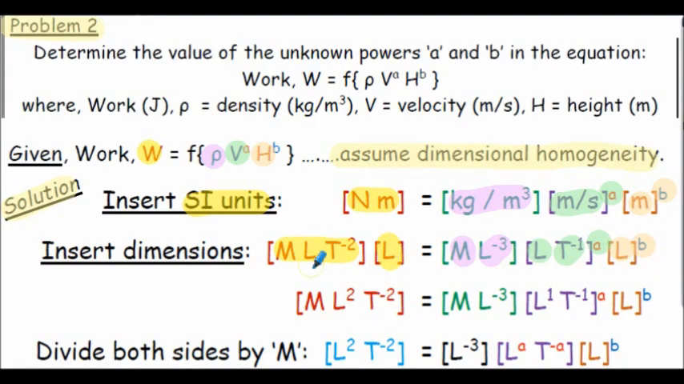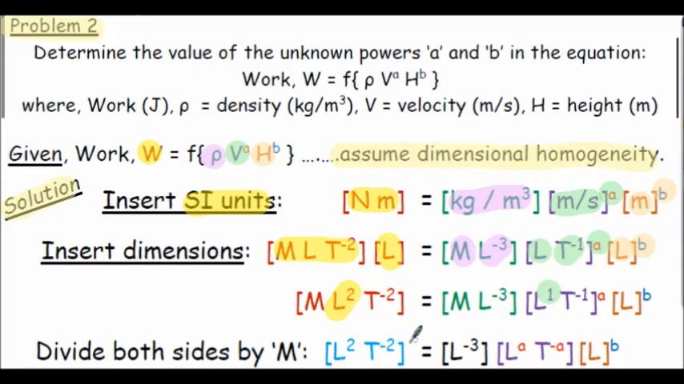On the next line, I've simplified the left-hand side. I've multiplied the two L dimensions together to produce L squared. On the right-hand side, I just simply added this 1 power exponent to the L. We don't normally write the ones. We assume a 1 if nothing is stated. But just for clarity, I've added the 1 here.